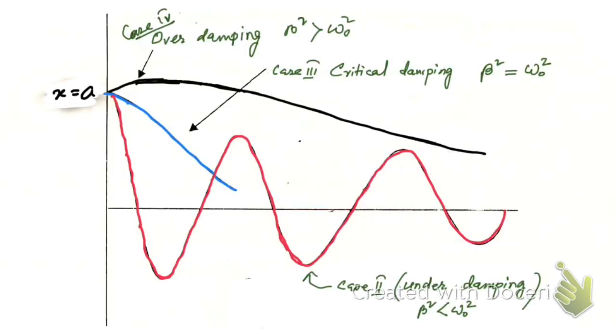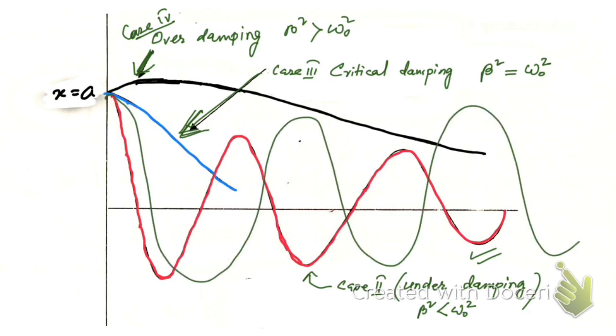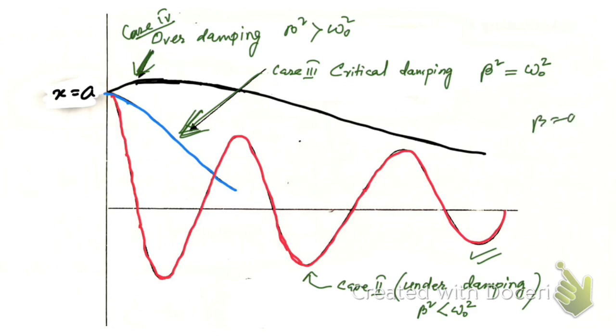Here you can see the graphs for the cases. This is for case 2, under damping. This is for critical damping, case 3, and this is for case 4, over damping. And if you consider case 1, when beta is equal to 0, then you will get a simple harmonic graph like this. Then the oscillation will not die out for beta equal to 0. Hope you have understood this.